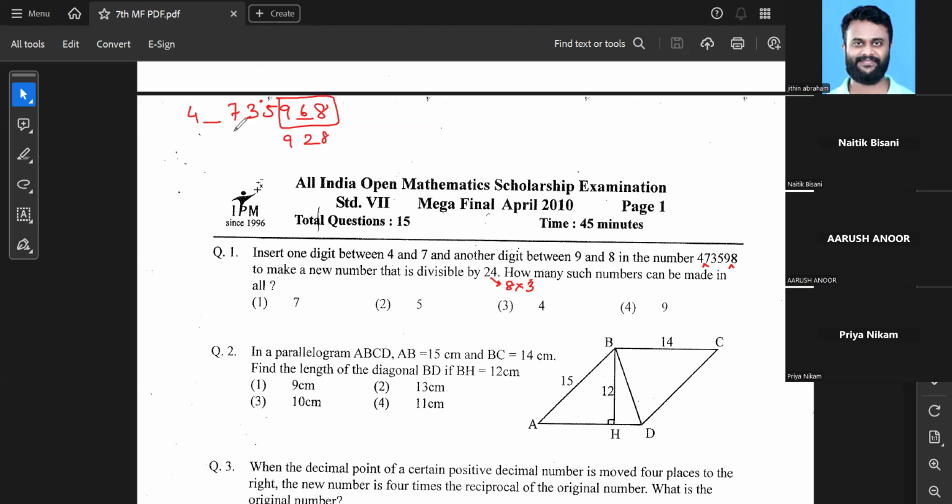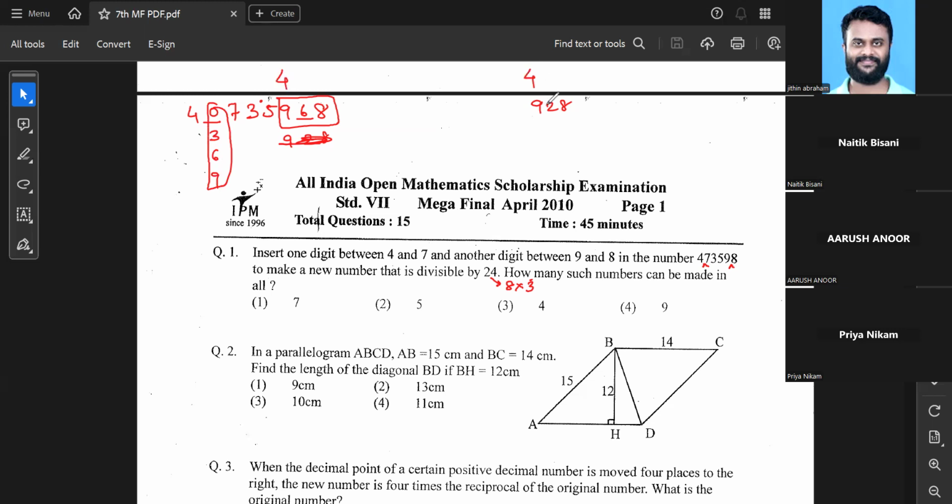Now, with respect to 968, what should I do over here? I'll be adding all the digits. So 8 plus 6 plus 9 plus 5 plus 3 plus 7 plus 4. When I add all the digits, the total sum is 42. Why did I add? To check the divisibility test for 3. Since 42 is already divisible by 3, zero is a possibility, 3 is a possibility, 6 is a possibility, 9 is a possibility. So that means there are 4 possibilities with 6 over here.